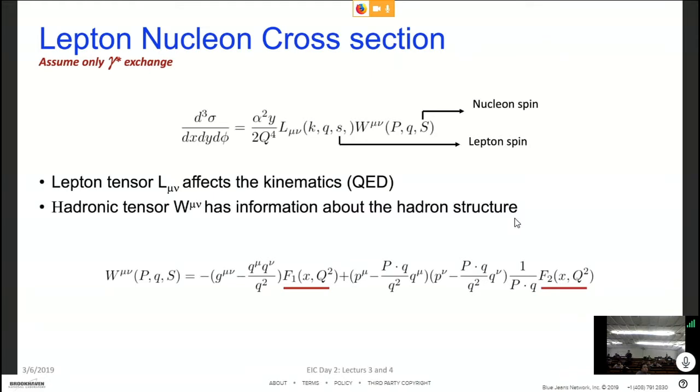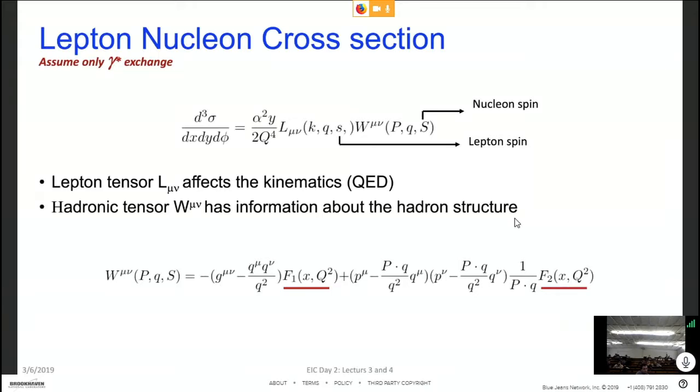So the lepton-nucleon cross-section, assuming a single gamma star exchange, is written here. The left-hand side is the lepton tensor, the L mu nu, and the W mu nu is the hadronic tensor. And I have now acknowledged that these particles carry spin, which means that we need to include them in the tensor form. And that's what the s's are for. The small s for lepton spin, and the nucleon spin is capital S. The P, q and k, q are the internal momenta, etc., etc.